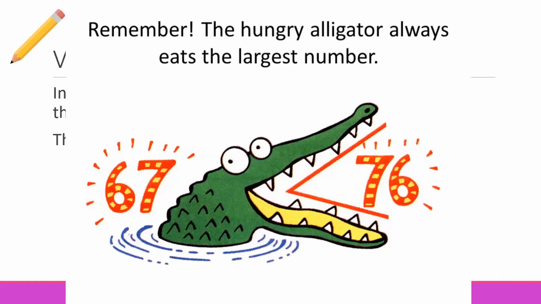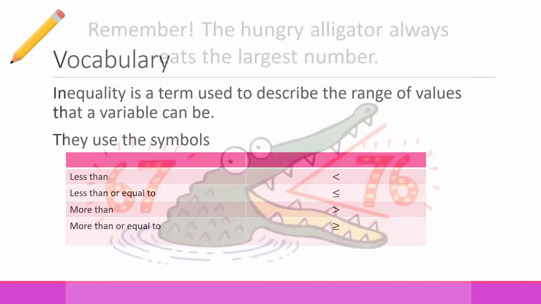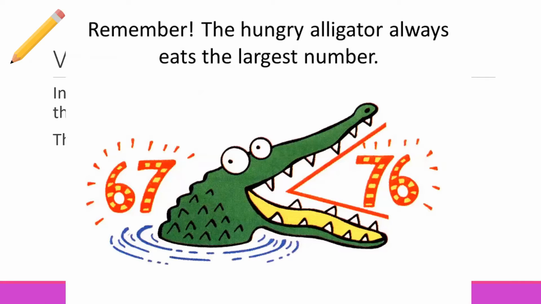This is not a worded example, but it's the classic thing that I usually give to year 7s and 8s. I have to admit, as basic as this idea is, I still use it to remember. If you forget, the idea is the hungry alligator, which is the open side of the arrow, always eats the largest number. The other way you can remember it is that the arrow points at the smaller number.